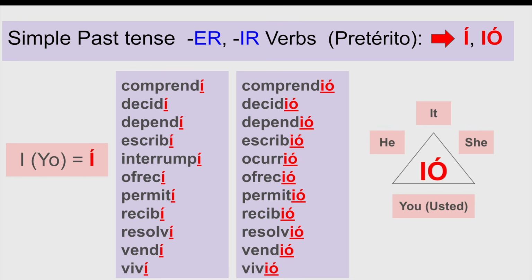Last chapter, we conjugated regular ER and IR verbs in the simple past tense. For yo, we added the ending í, and for the third person, he, she, it, and you, the ending is ió. Here's our quick warm-up.